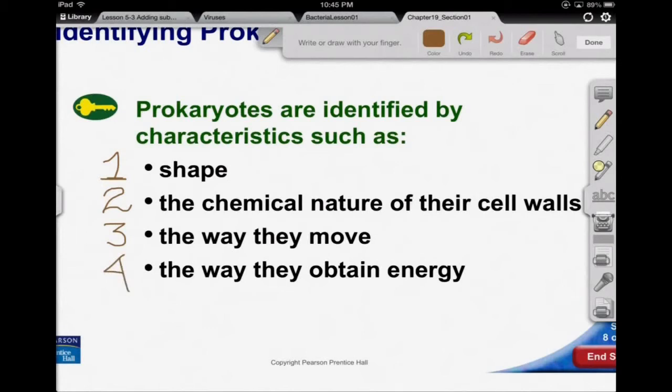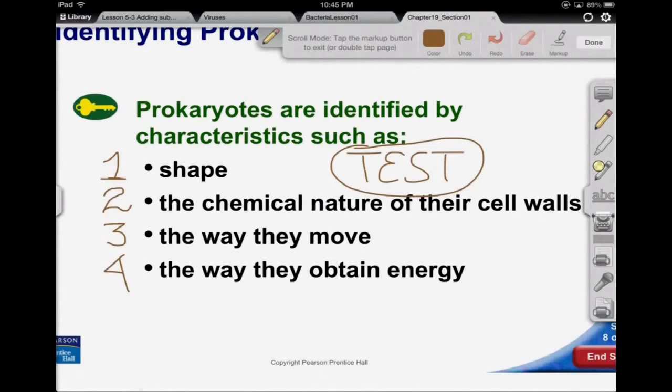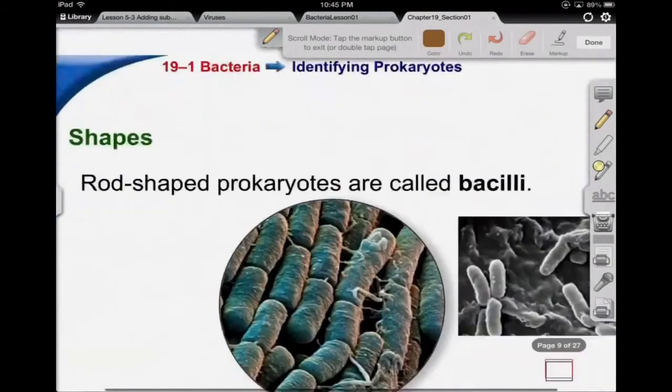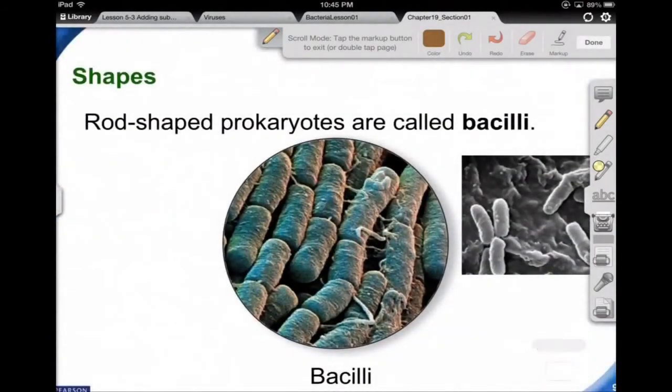So let's look at these criteria as we move forward. This is testable. As soon as we start to apply a model to determine how we should organize things, it's got test written all over it. Okay? Very important schematic or structure that you need to know. Criterion one, if we look at their shapes, now we'll elaborate on this more because there's not only shapes but groupings. Rod-shaped cells are known as bacilli.